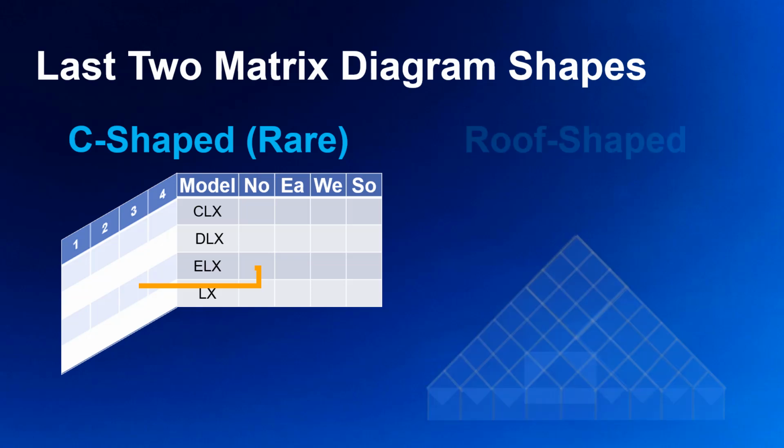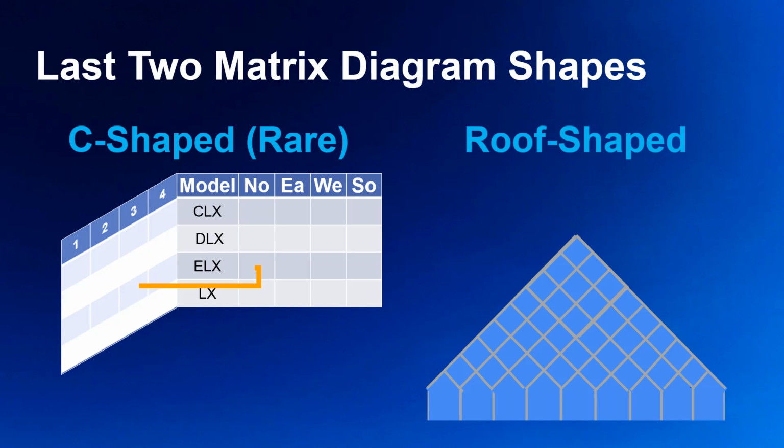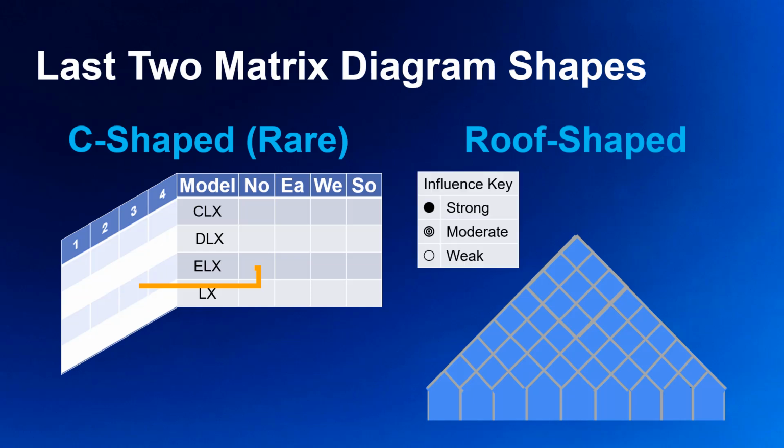In the roof-shaped matrix, we have one group of data related to itself. This matrix may use a simple legend of symbols representing a strong, moderate, or weak influence. Alternatively, it may show a positive, neutral, or negative level of support for each other.